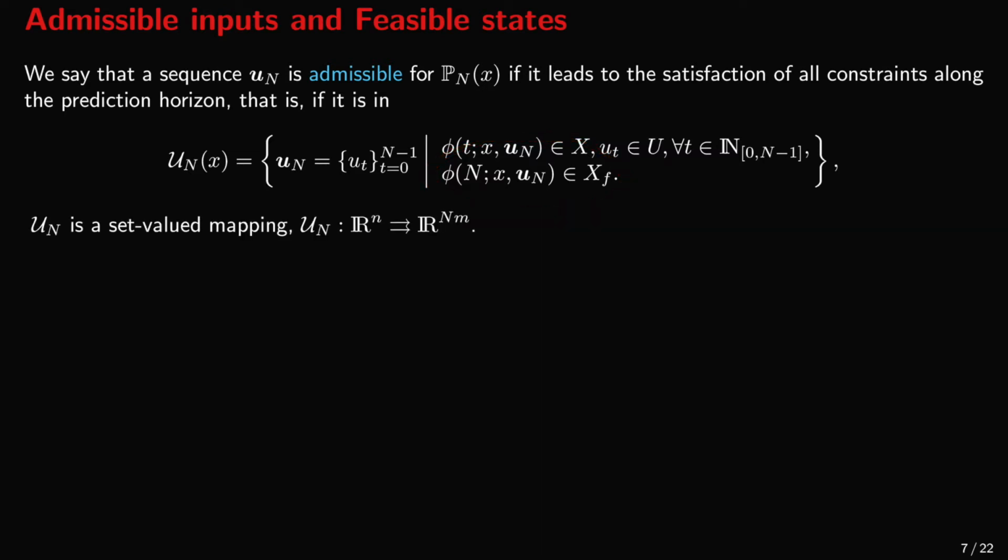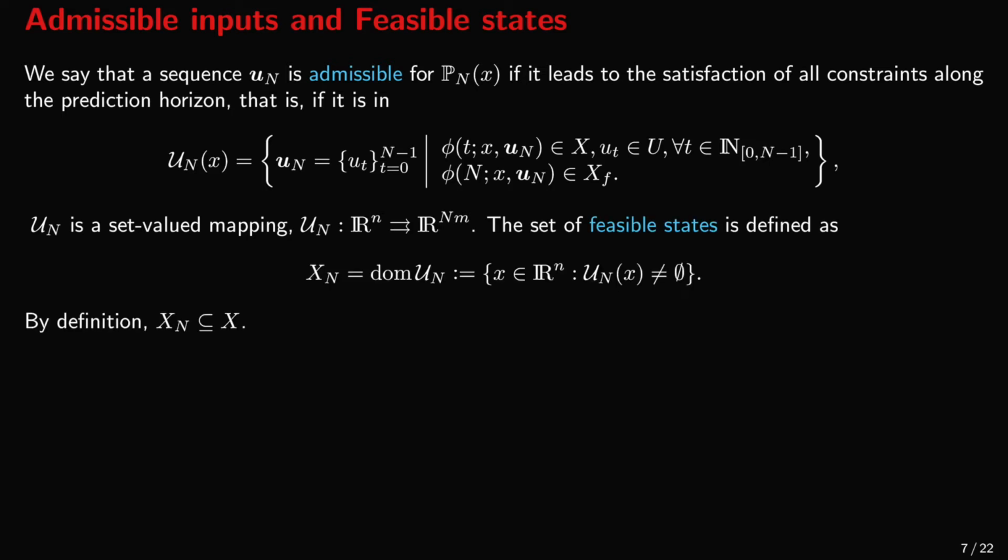The set big U calligraphic n is a set-valued mapping that takes a vector x and returns a set of sequences of control actions. We also define the set of feasible states as the domain of big U calligraphic n. That is, this is the set of all states such that the corresponding set of admissible sequences is non-empty. To put it a little differently, a state x is feasible if we can find at least one sequence of control actions of length n so that all constraints are satisfied. Of course, by construction, Xn is a subset of X.